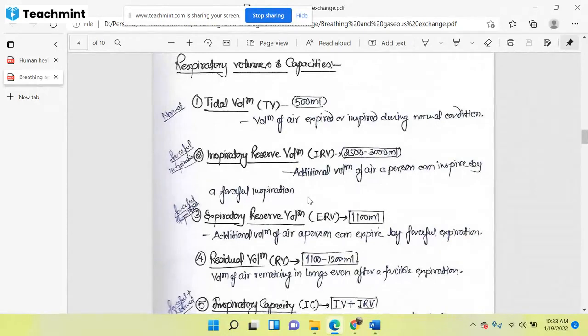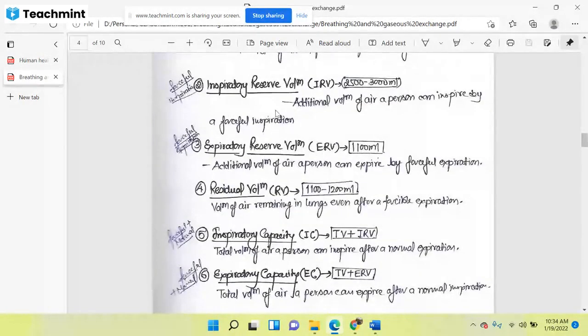This inhalation and this volume is called inspiratory reserve volume, and we need to remember the range here. It ranges from 2.5 liter to 3 liter. In normal condition, 0.5 liter of air is inhaled and exhaled, but by the process of forceful inspiration we can inhale an extra amount of air. That is called inspiratory reserve volume.